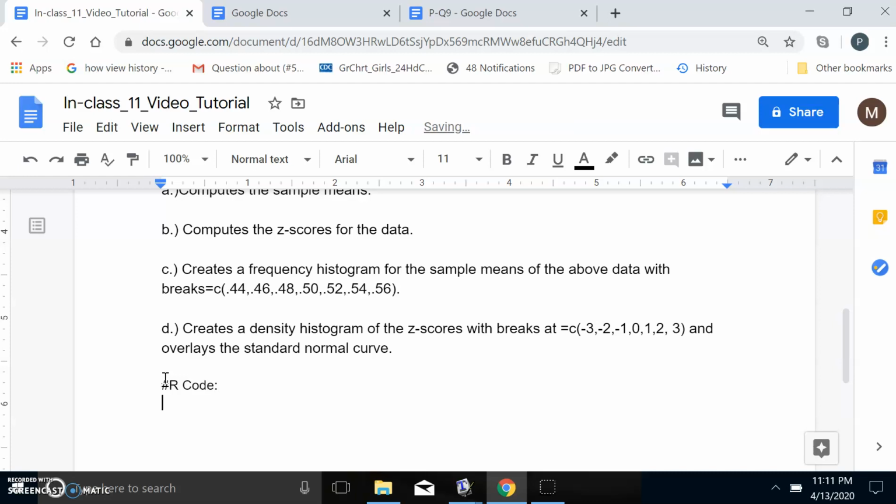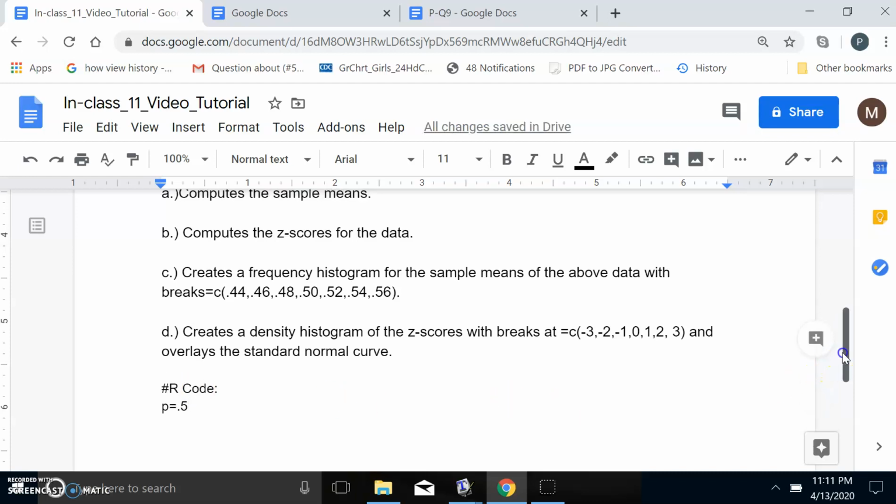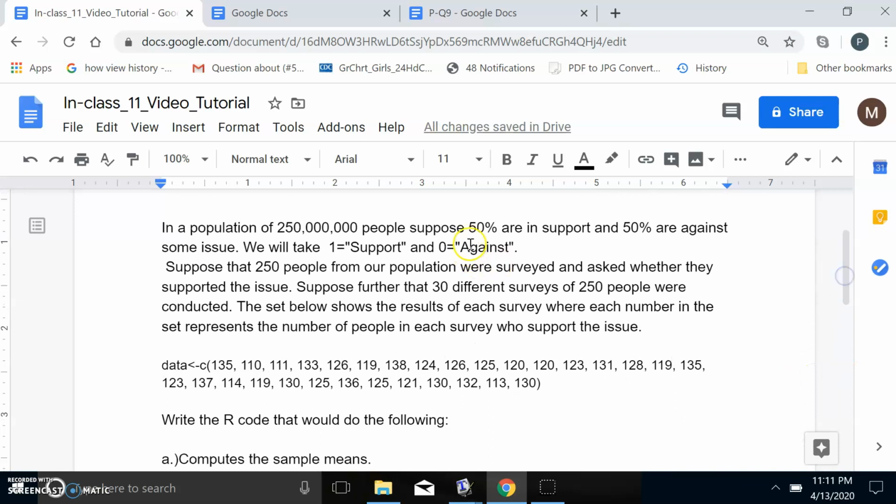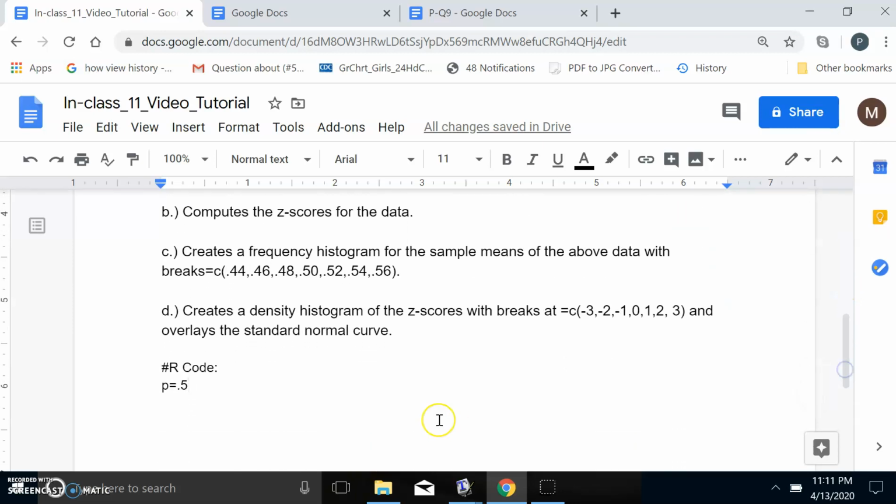So first, our p-value is 0.5. That's given at the beginning up here. It says 50% are in support, so 0.5 would be our p. And then our q would equal 1 minus p. Okay, our n, that's our survey size, which is 250.